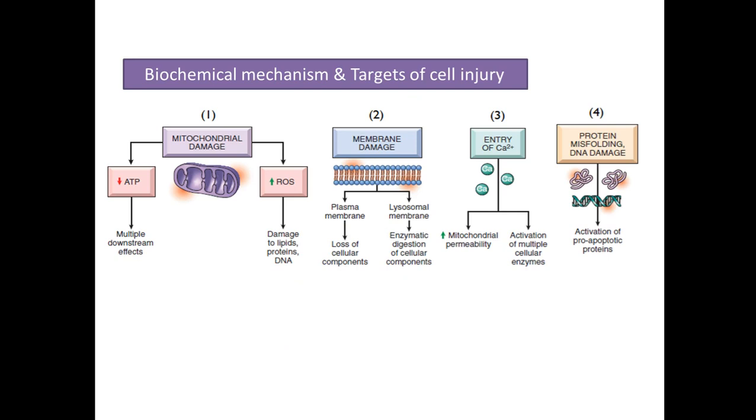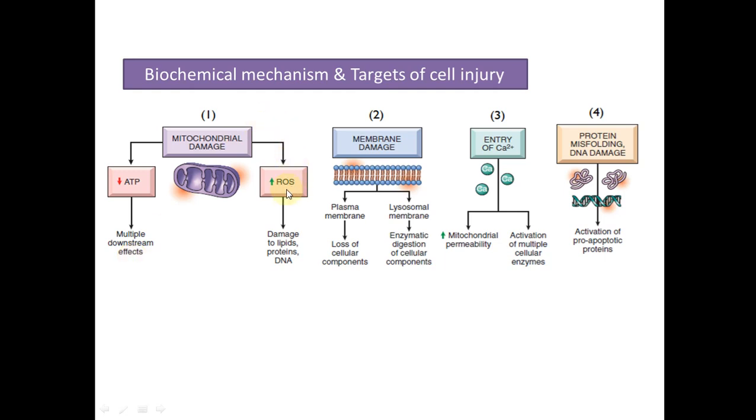Now, in this slide, we discuss various targets of cell injury. First of all, we discuss the mitochondrial damage. As we said, the mitochondria are the main source of ATP generation through oxidative phosphorylation. Decreased production of ATP will occur in hypoxia and with certain toxins causing damage to the mitochondria, with multiple downstream effects that we have discussed and will discuss a little in detail in future.